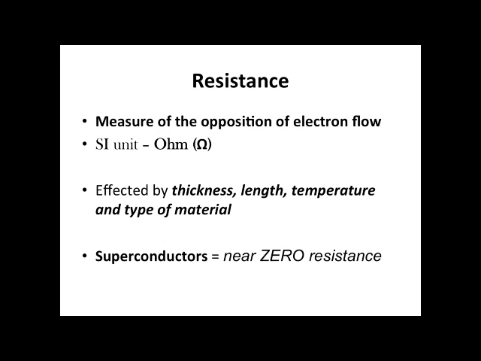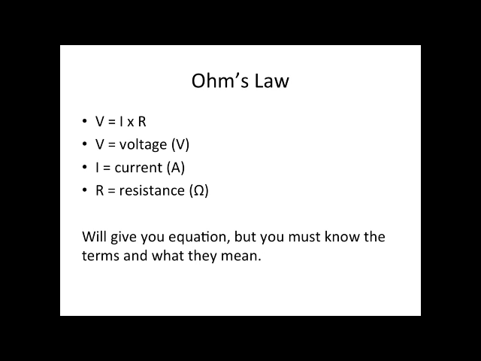Resistance hinders the flow of electrons. For anything that has resistance, we're measuring how much it's slowing the flow of electrons, the opposition of electron flow. The unit is the ohm. Objects having resistance, like wires or other resistors, are affected by thickness, length, temperature, and what type of material there is. Some things that have near zero resistance are called superconductors, but they're not so vital to this conversation.